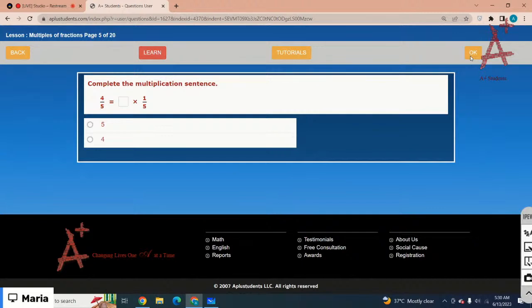Yes, very good. That would be 4 times 1 over 5. That means the missing number is 4. Got it? 4 over 5 equals 4 times 1 over 5. The missing number is 4.